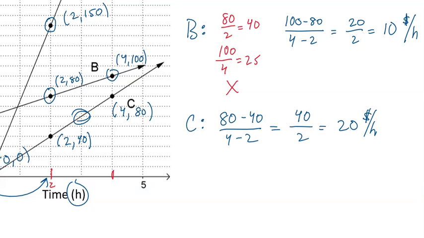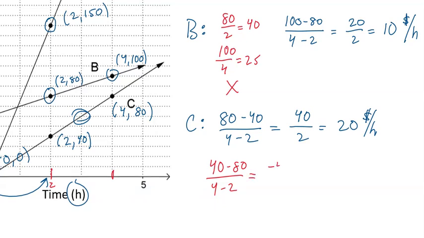I crisscrossed the numbers like we talked about yesterday. 40 minus 80 is negative 40. 4 minus 2 is 2. Negative $20 per hour. Why do I know this is wrong? Because of how the line is sloping. We know positive slopes go up to the right. Is that going to be true for positive rates as well? Absolutely. A positive rate and a positive slope are the same thing.